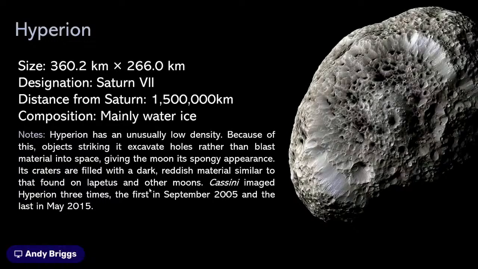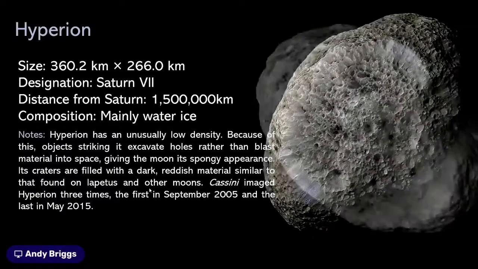And this is put down to the low density of the material that allows any incoming rock just to go straight in. As I said, Cassini imaged Hyperion 3 times, the first in September 2005 and the last in May 2015. But Cassini's orbit did not allow it to approach Hyperion any more regularly than that. Only 3 times it managed to fly past the moon.